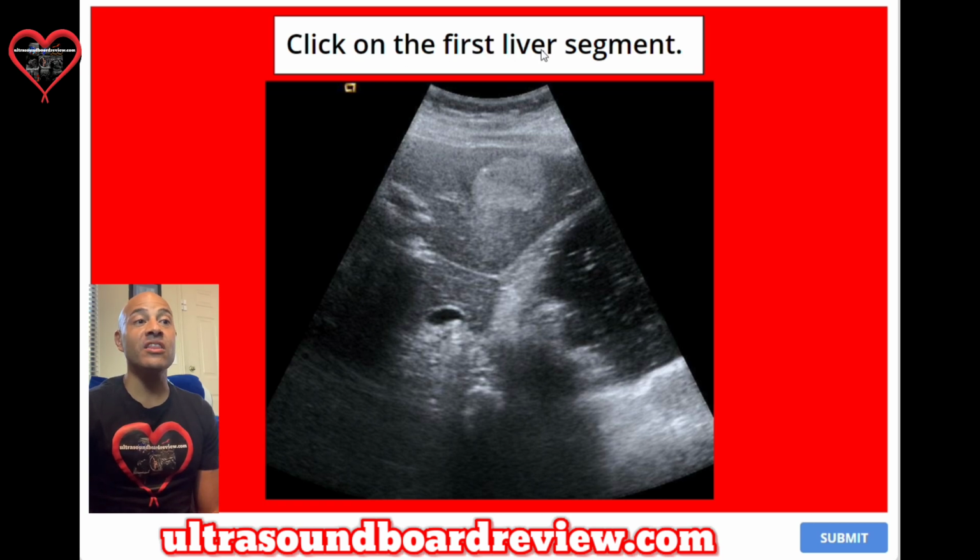Question 57. Click on the first liver segment. So where on this image is the first liver segment? The answer is right in this region here.